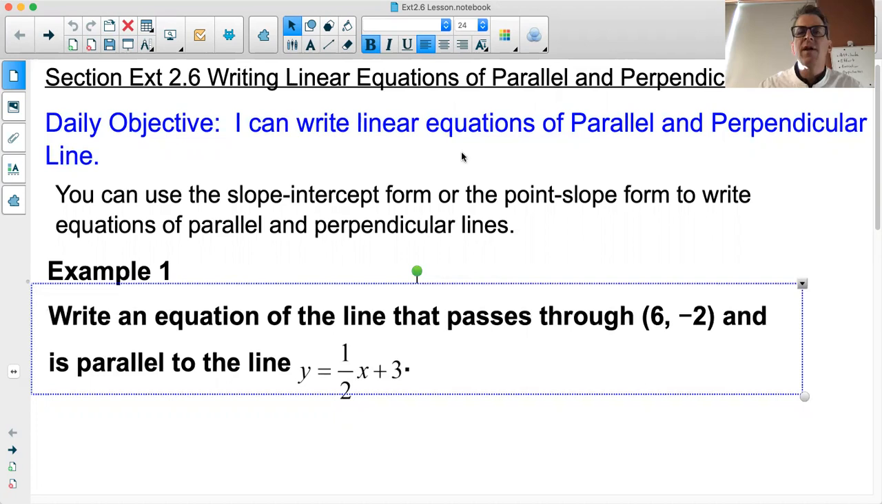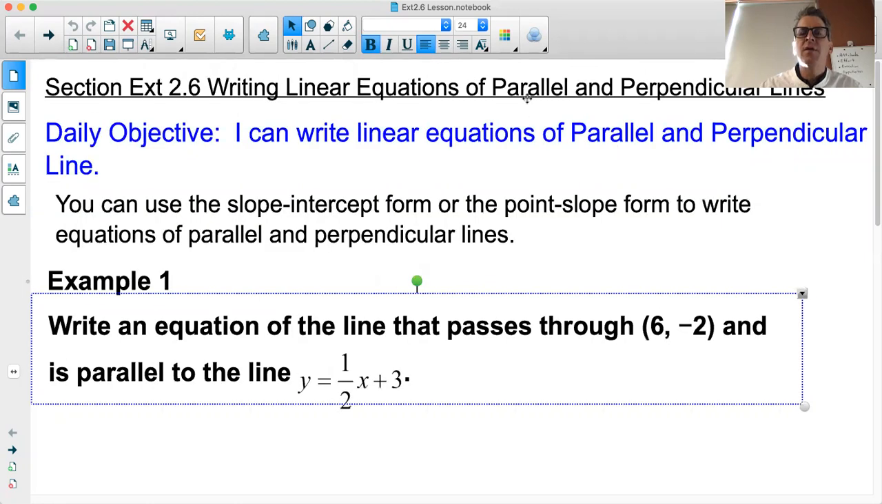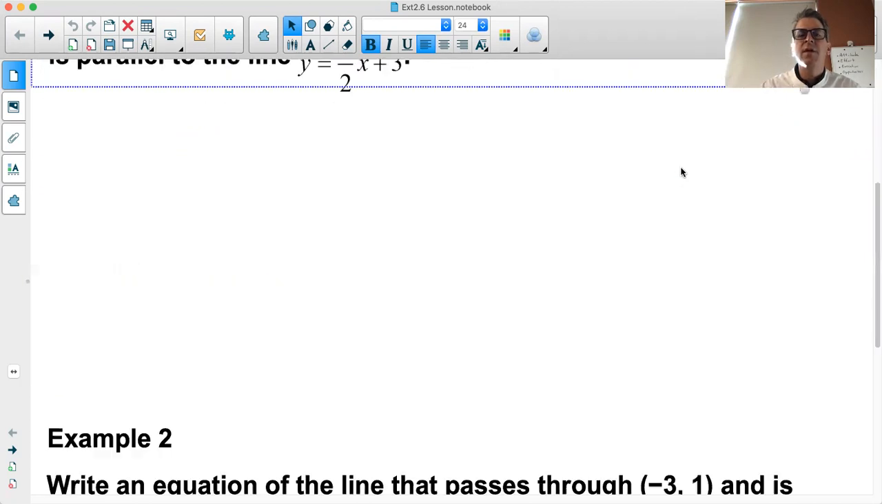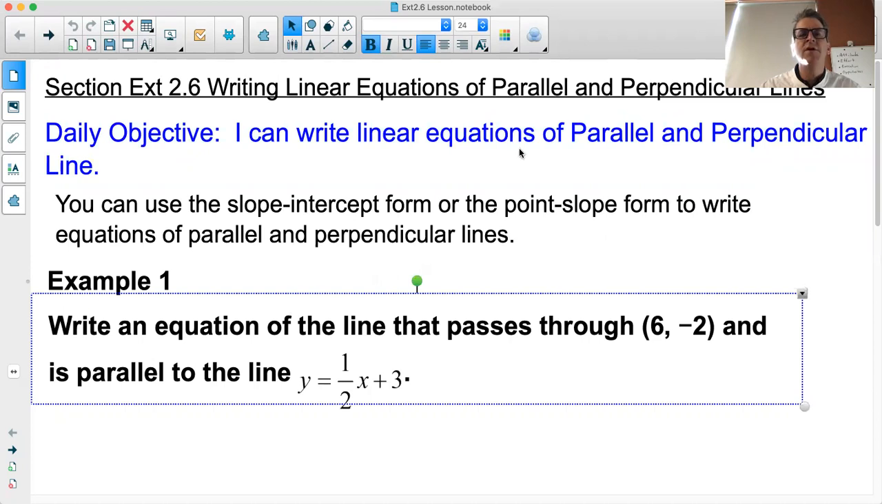But we are only writing linear equations of parallel and perpendicular lines. Okay. So if you remember back, with parallel lines, slopes had the same. Perpendicular lines, we had opposite reciprocals. So we want to make sure we remember that as we go forward here with the lesson, that parallel lines have the same slope and perpendicular lines have opposite reciprocals. So our daily objective today is you can write linear equations of parallel and perpendicular lines.